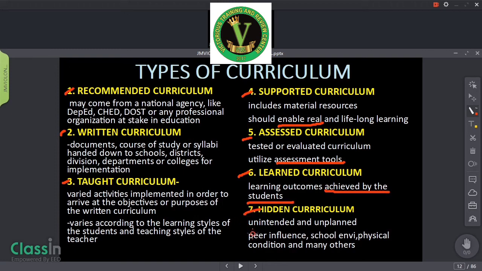And last, we have the hidden curriculum, which is unintended and unplanned: the peer influence, school environment, physical conditions, and many others.